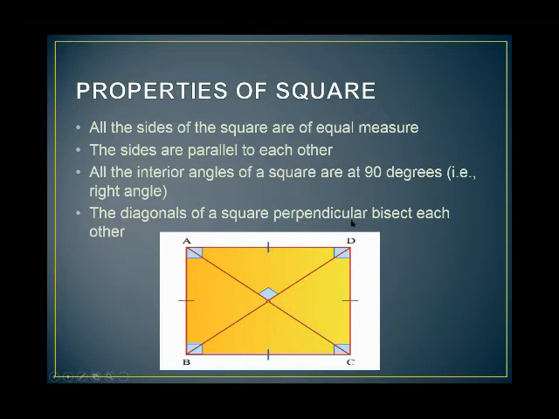The diagonals of a square perpendicularly bisect each other. Here we have shown a 90-degree angle. When the diagonals intersect each other, they bisect each other, meaning they are divided into two equal parts, and they also meet at 90 degrees.